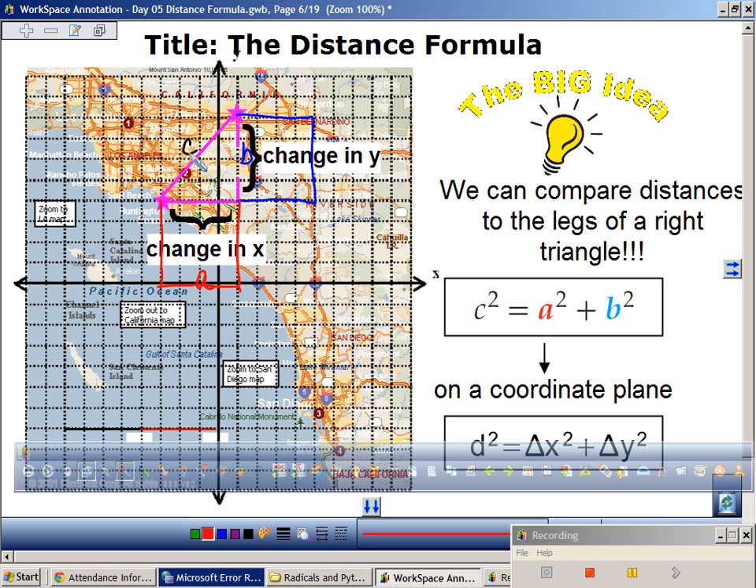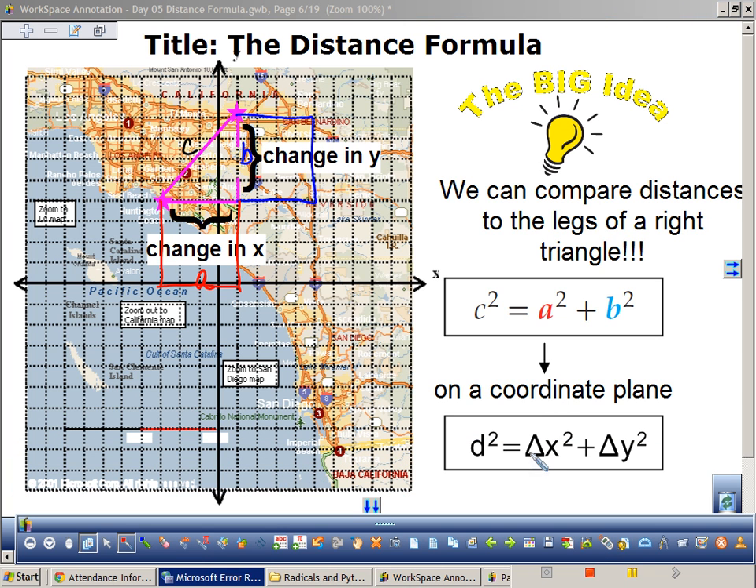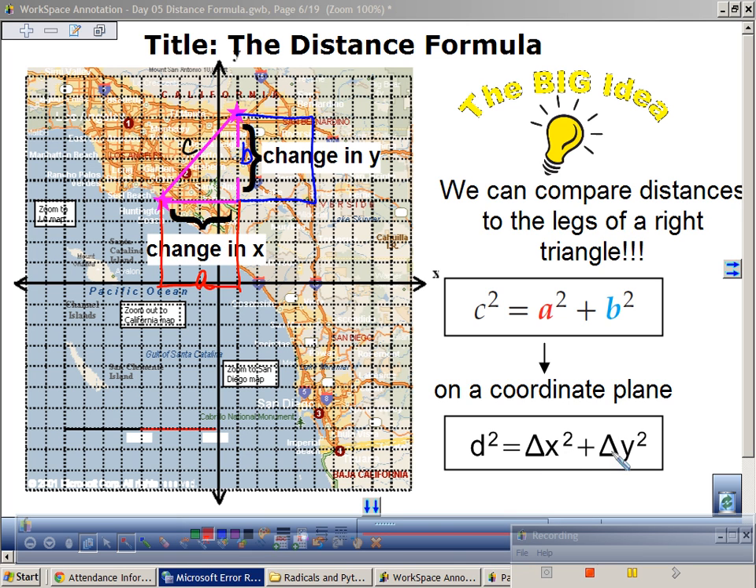Okay, so instead of calling it c now, the only thing we're going to change is we're going to call it d for distance. But we're going to use the exact same steps again. Do you guys remember what this symbol is? It's called a delta. Delta x means change in x. Delta y means change in y.